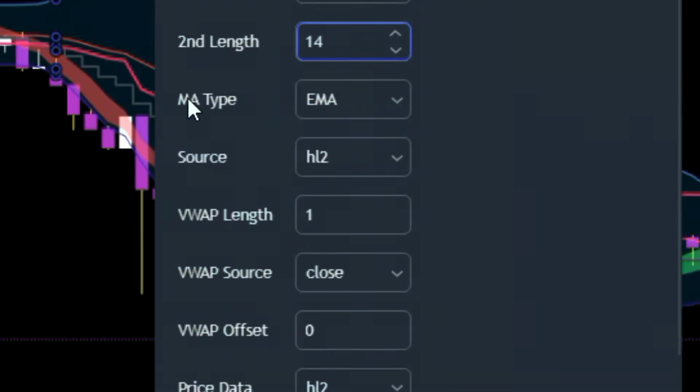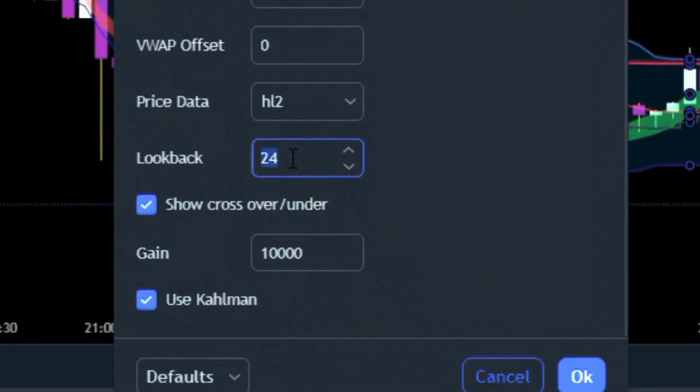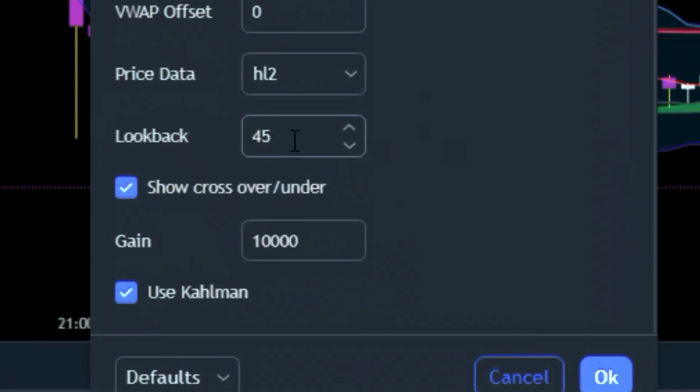For EMA type, source, VWAP length, VWAP source, VWAP offset, and price data, keep the default settings as they are. Finally, set the lookback value to 45.